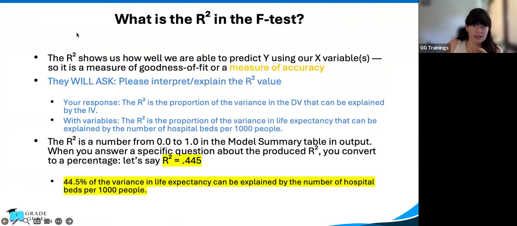Okay, it's the one highlighted in yellow at the bottom. So if your R square is 0.445, right? If you're including it as part of your conclusion of your F test, then you just write R square equals 0.445, done. And then if they ask you, please interpret the value of the R square, then you need to write 44.5% of the variance in the DV can be explained by the IVs. Okay, does that answer everybody's question?